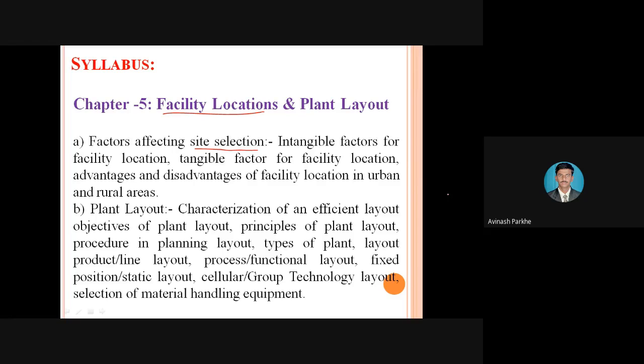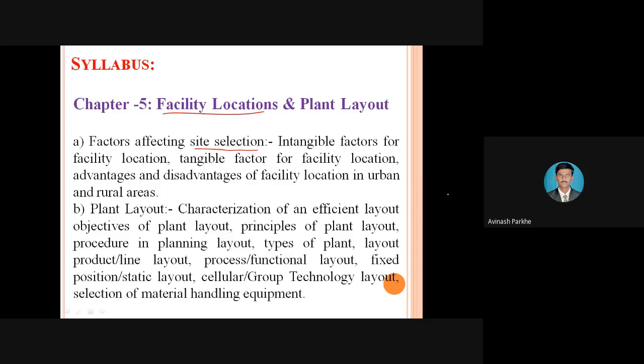Then one more important point is the advantages and the disadvantages of the facility location in the urban and the rural areas. If any management has selected the urban areas to start their industry, then what are the advantages and what are the disadvantages? That also we are going to discuss. In addition to that, if we are selecting our location in the rural areas, maybe villages, what are the advantages and what are the disadvantages? That we are going to discuss in part number 1.